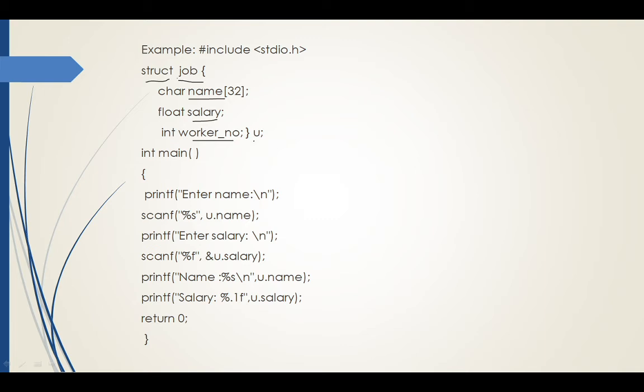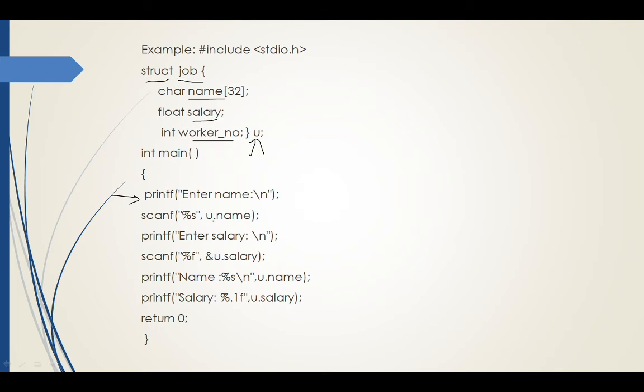And what is the structure variable here? The structure variable is u. Next, in main you are going to access these structure members with a dot operator, as I said. So the first statement in main is a printf statement, where you write a message, enter the name. This message is displayed on the output screen.